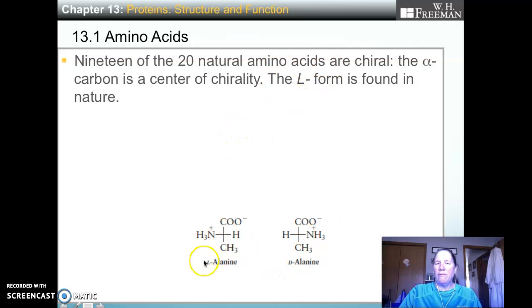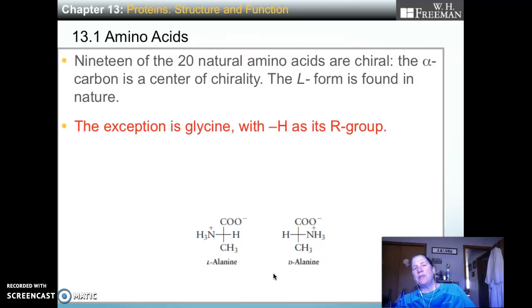Most of them are the L form. Of the naturally occurring 20, 19 out of the 20 have the L form. Only one of them is the other way. And again, that's just how they flip. They flip together, okay? The exception is glycine. Glycine is the only one where its hydrogen is in the middle like this, and it's on the outside.